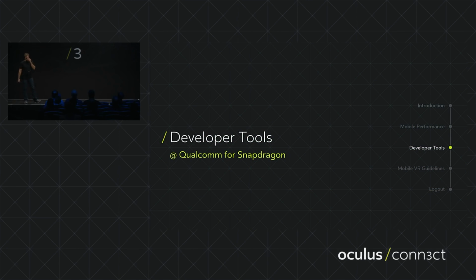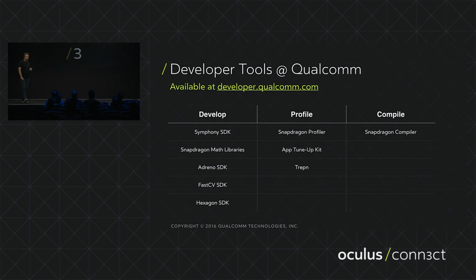So, talking about developer tools at Qualcomm, these are some of the tools that we have. The ones that I'll specifically be highlighting are the Symphony SDK, our Snapdragon Profiler, I'll be going into a lot more detail about that, and the Adreno SDK. And these are all available at developer.qualcomm.com.